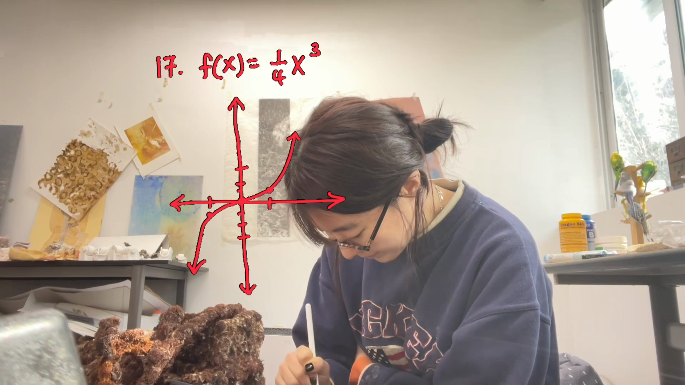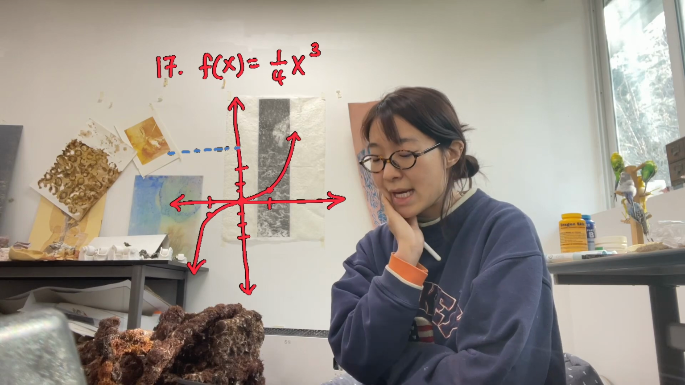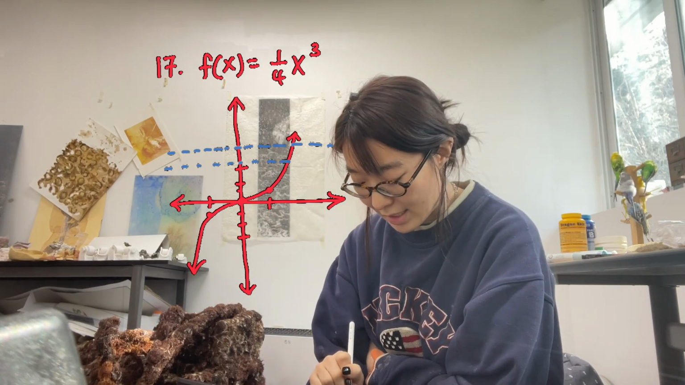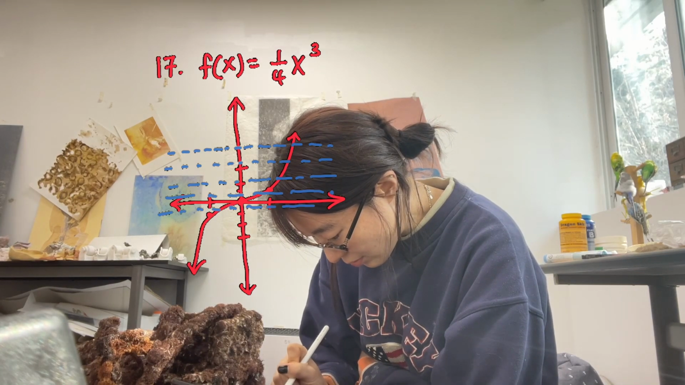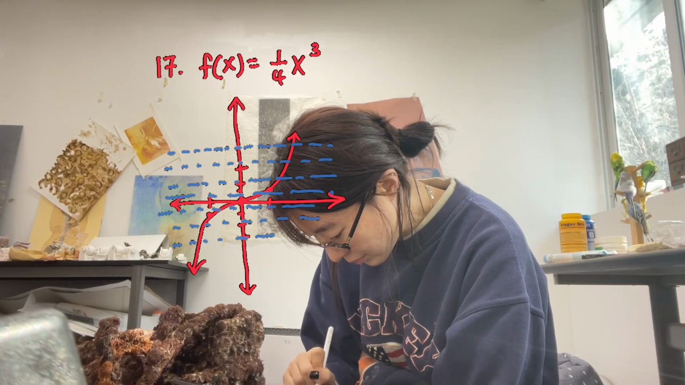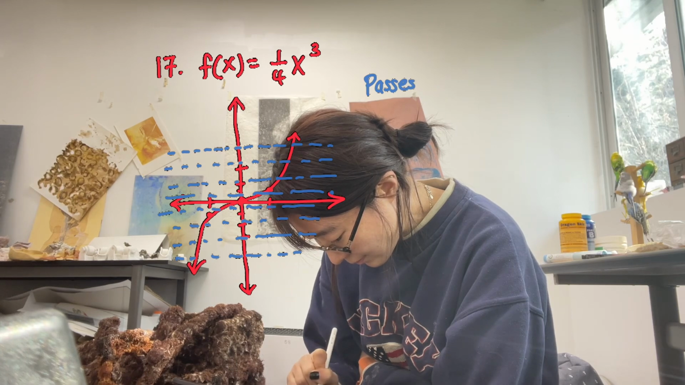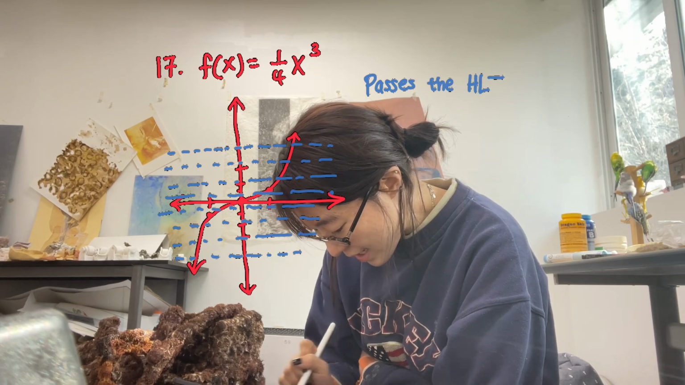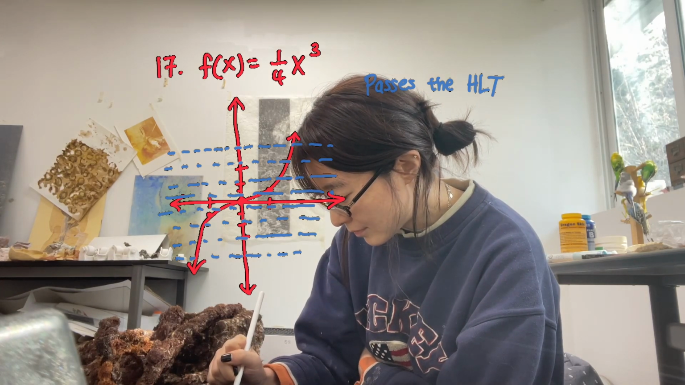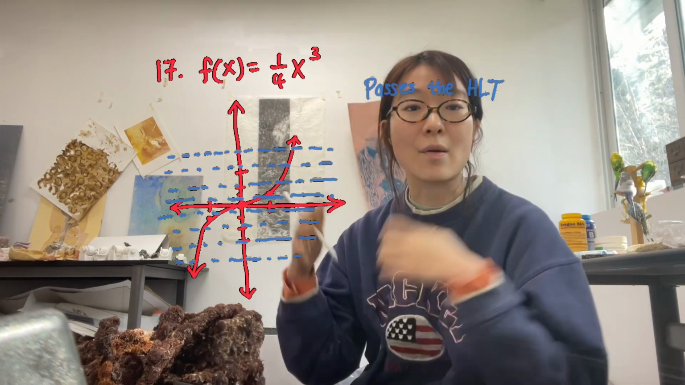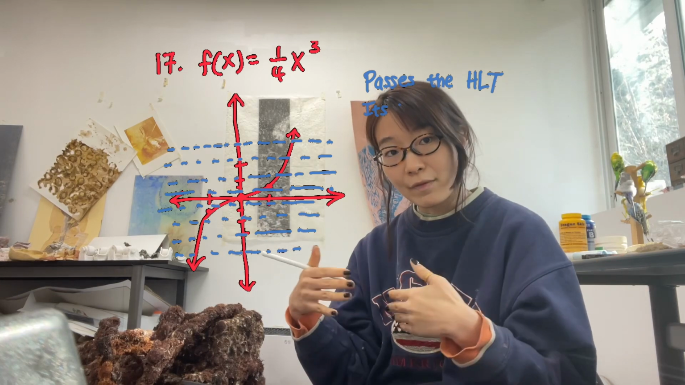This is what I'm going to get. Okay, so this is obviously a function. It passes the vertical line testing. Let's see if it passes the horizontal line testing. There you go. It absolutely passes the horizontal line testing. Horizontal line testing, I'm going to call it HLT for short. And that means its inverse is a function.